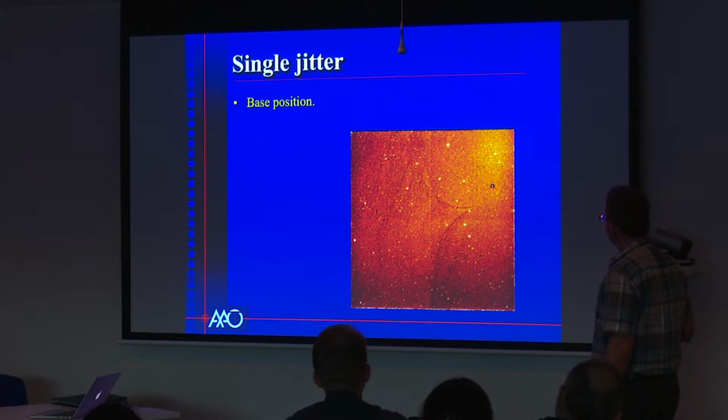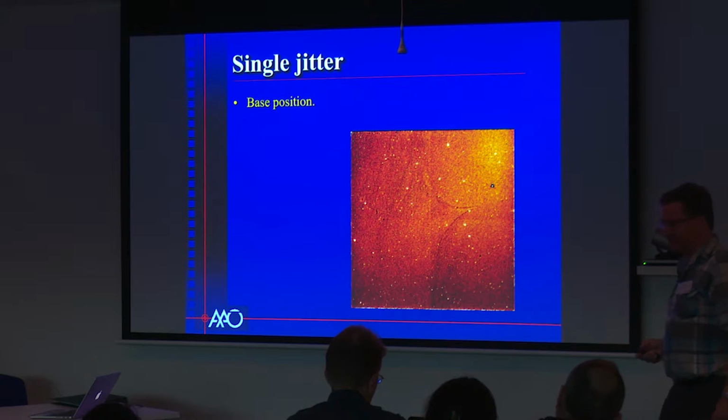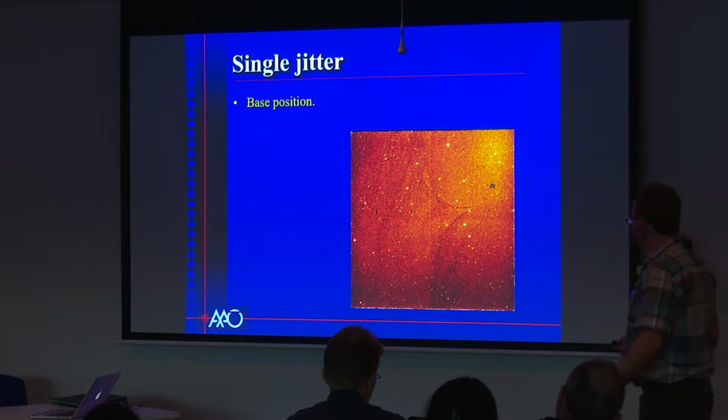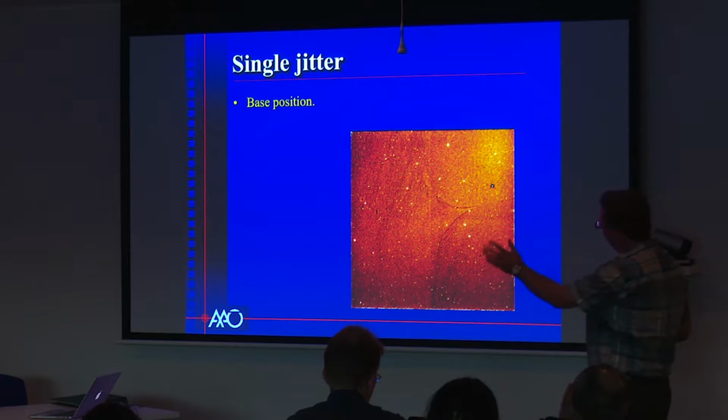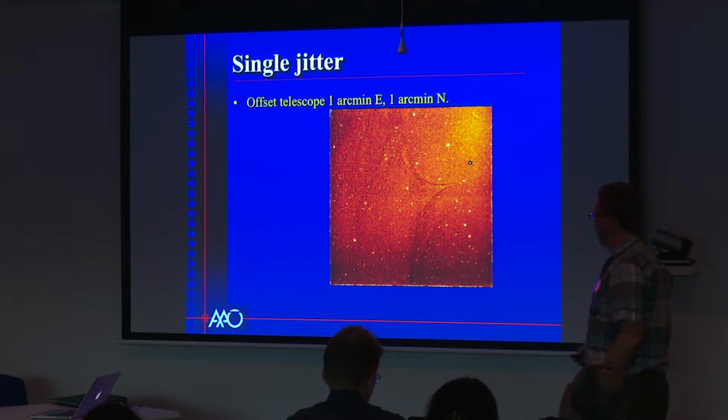You can also see there are some dead pixels in the middle here. There typically seem to be quite a few around the edges. So there is some information in there. There are some star images, but it's pretty hard to pick them out on their own. But let's then offset the telescope, let's say 1 arc minute to the east and 1 arc minute to the north, and take another image.